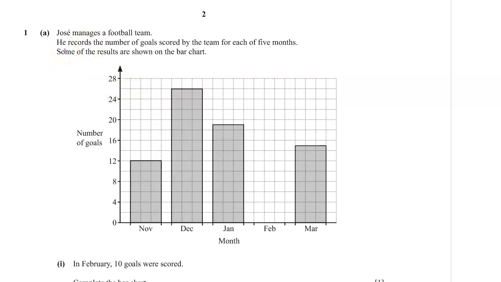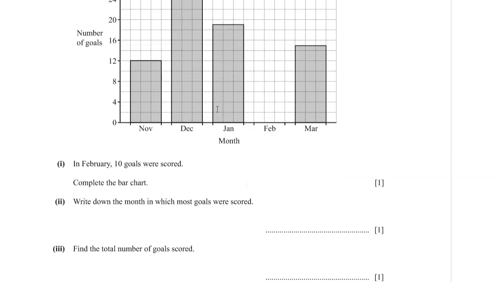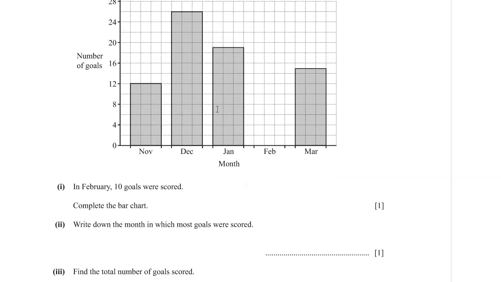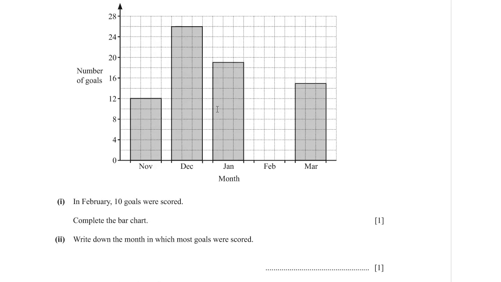We are told that Jose manages a football team. He records the number of goals scored by the team for each of 5 months. Some of the results are shown on the bar chart. Number of goals, November, December, January, Feb, and March. In Feb, 10 goals were scored. Complete the chart. 10 goals are scored.